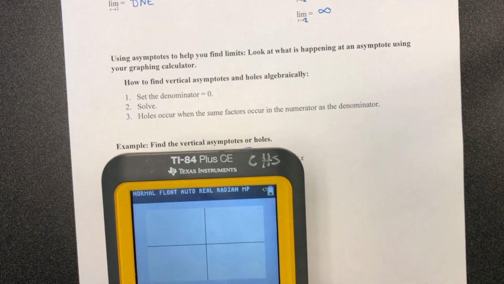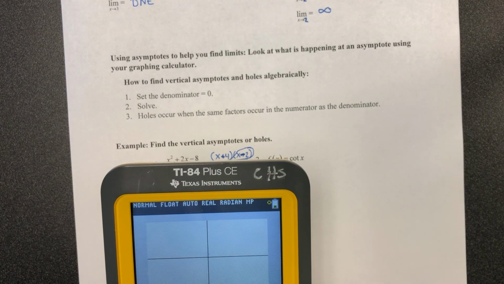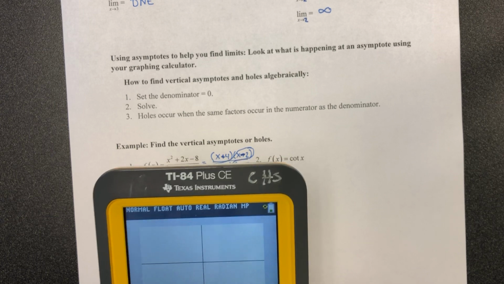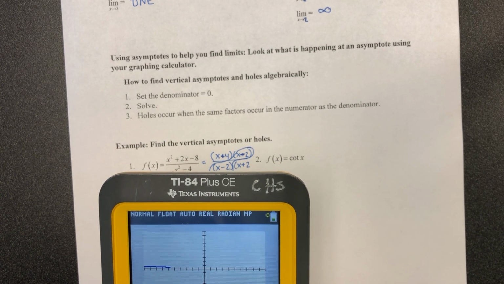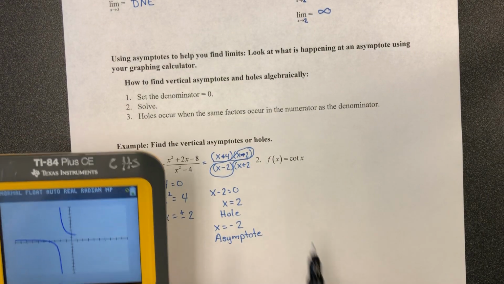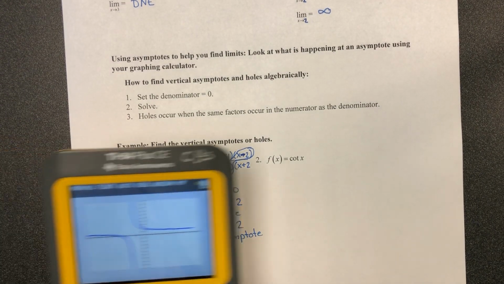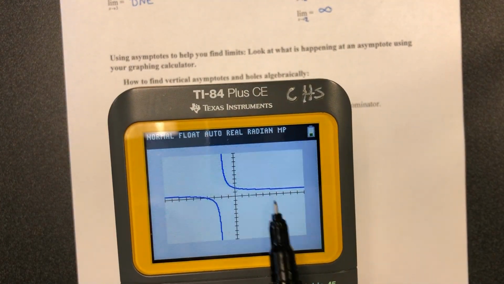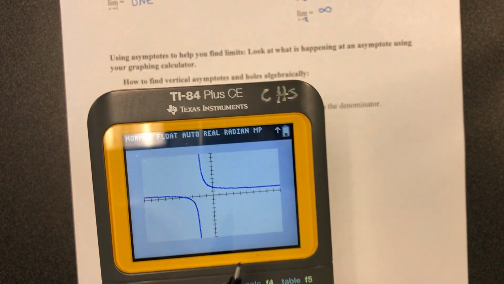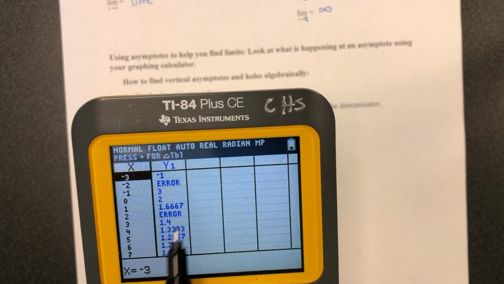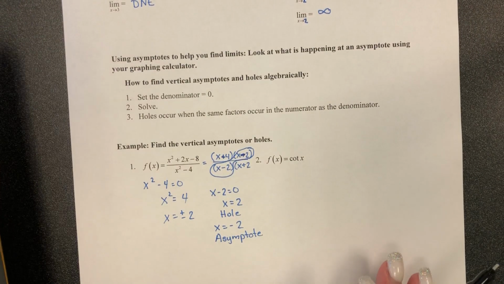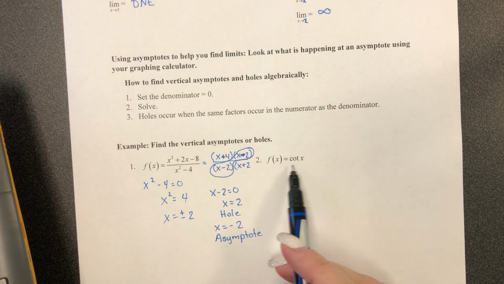Okay, now I'm going to go look at my graph. Oh, my graph's all messed up. So remember what we talked about, as soon as it's done, you do zoom 6, and that takes you back to normal graph. And as you can see, there's an asymptote right there at negative 2, and we can't see that other spot, but if we go to the table, we see that there is an error message at 2, which is where there's a hole. Okay, now let's go over to the second one.